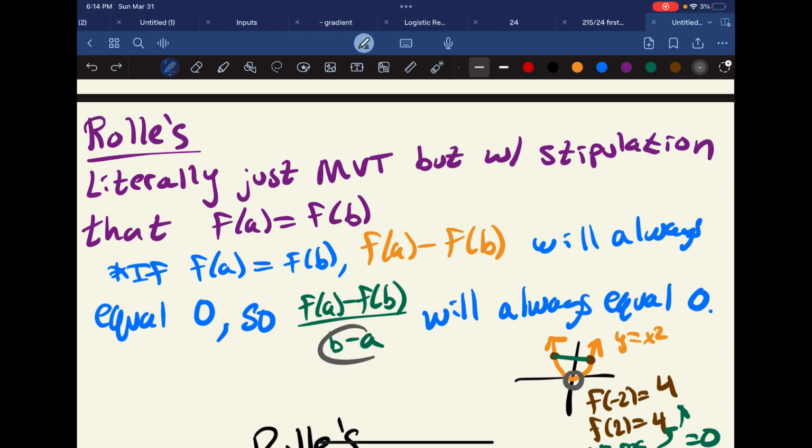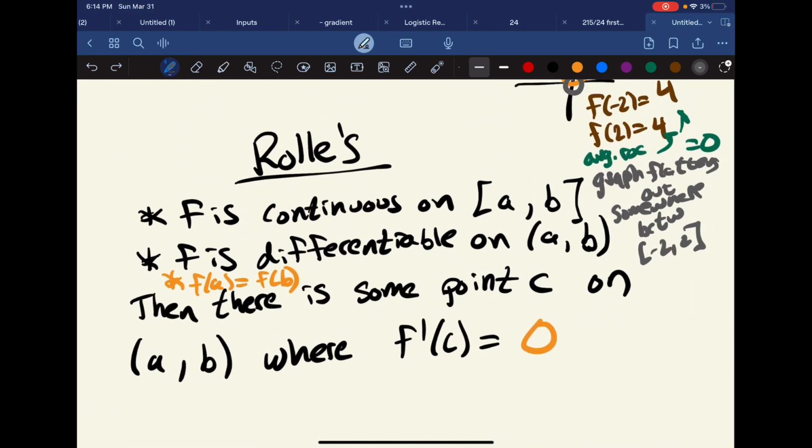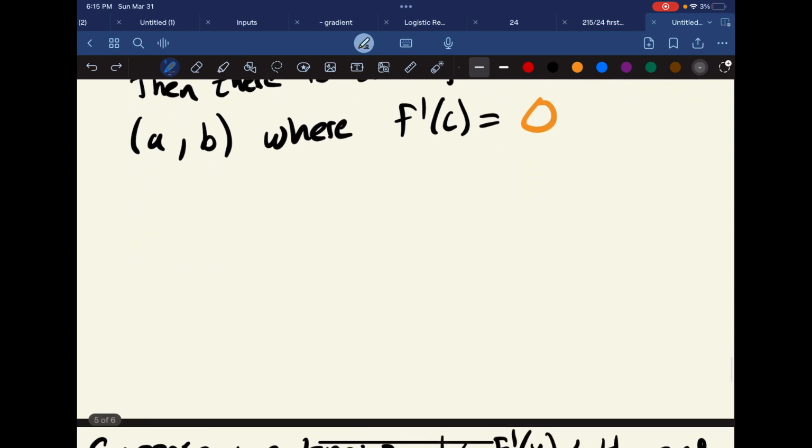You know what I mean? It doesn't matter what b and a are. If your numerator is 0, the whole thing's going to be equal to 0. So that's where we get Rolle's theorem. Rolle's theorem is literally just the mean value theorem, but where f of a equals f of b. And since f of a equals f of b, we get 0 for f prime of c, instead of the average rate of change.